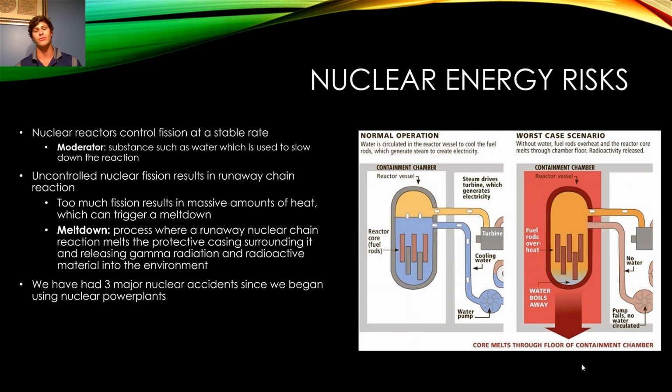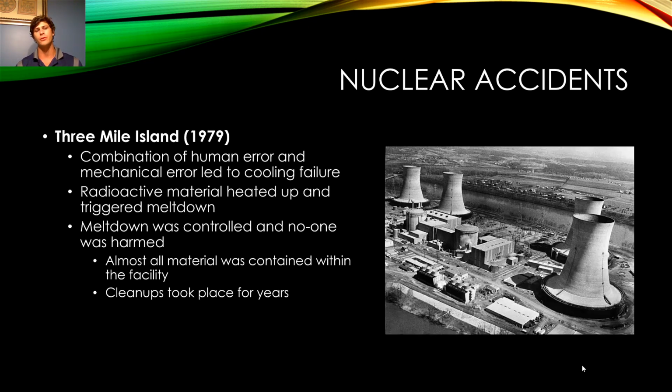Now, we have had 3 major nuclear accidents since we began using nuclear power plants, and we're going to go over the specifics behind each one and why different combinations of mechanical error as well as human error led to these nuclear power plant meltdowns and these nuclear power plant problems. The first major nuclear incident happened at Three Mile Island in 1979. Basically, a combination of human error as well as mechanical error led to something called a cooling failure. Basically, there wasn't enough water circulating to keep the nuclear fuel rods cool so they could stay in a solid state.